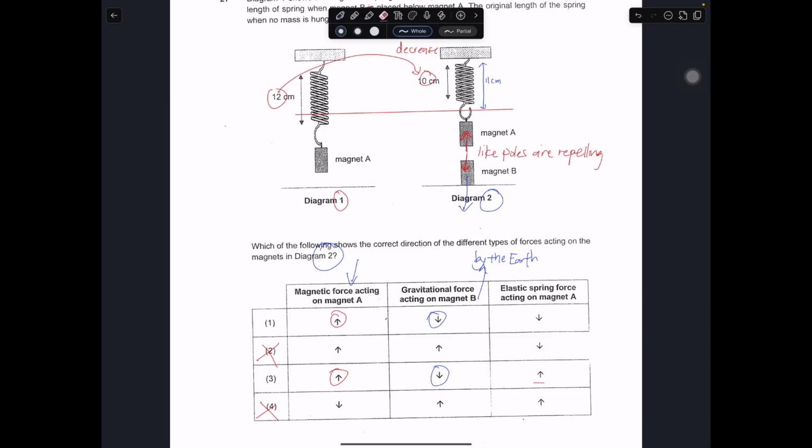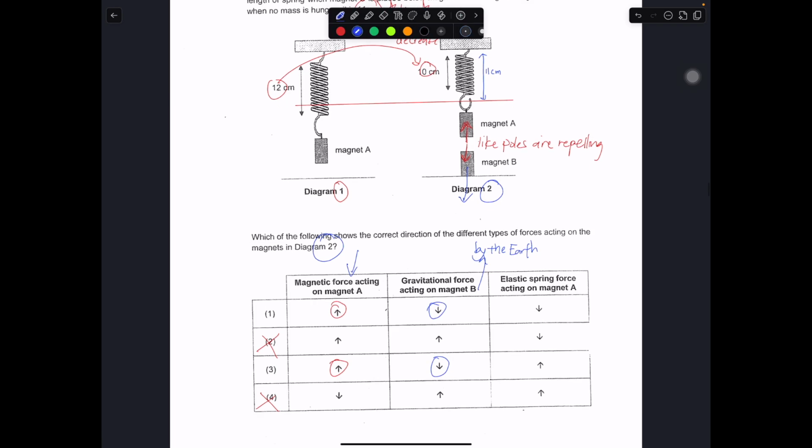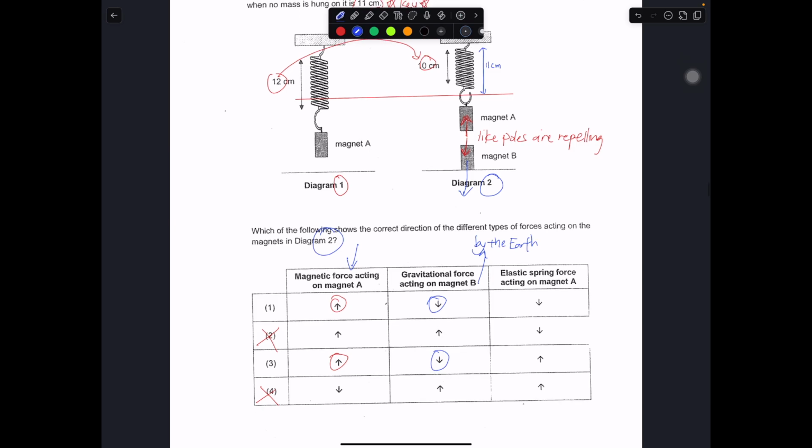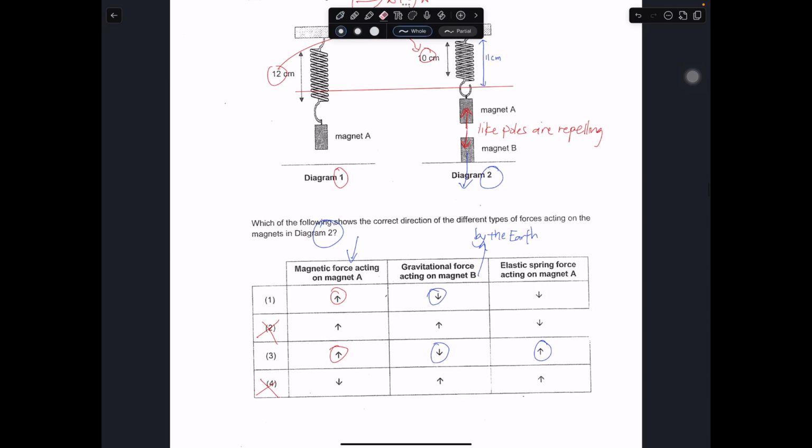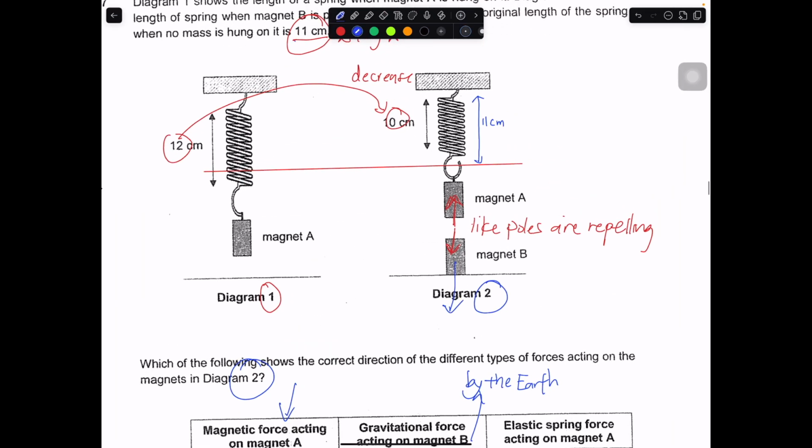So last but not least, you take a look. 1 and 3 are very similar. Elastic spring force acting on magnet B, downwards, upwards. This is the part that is very tricky. Is it down or up? You look at this part.